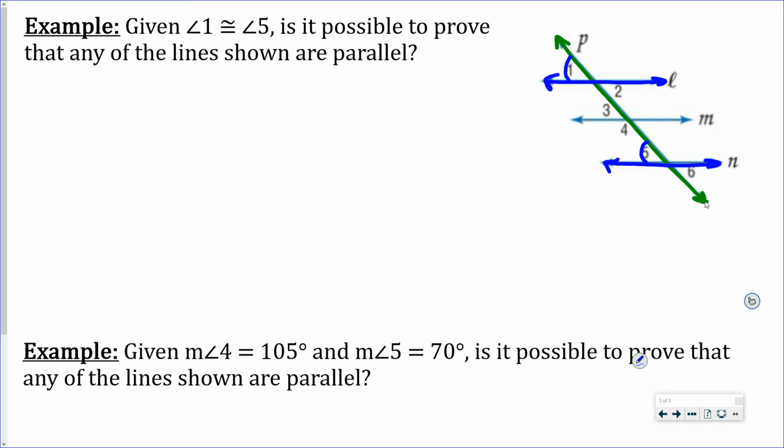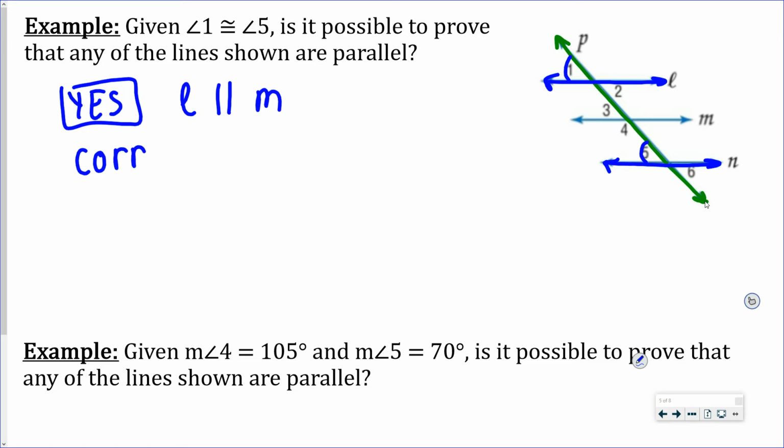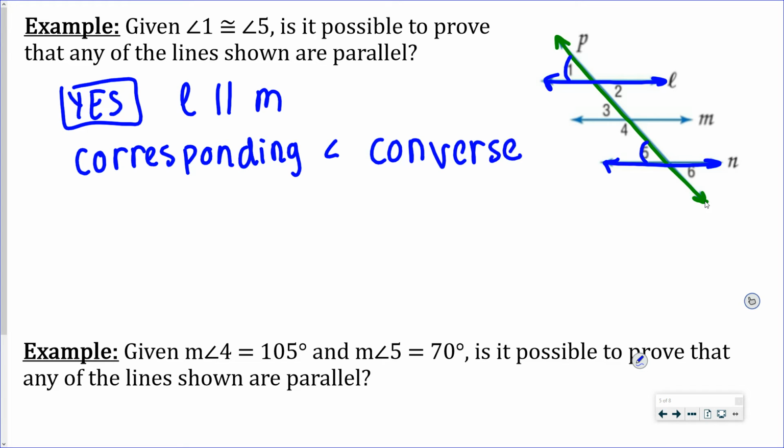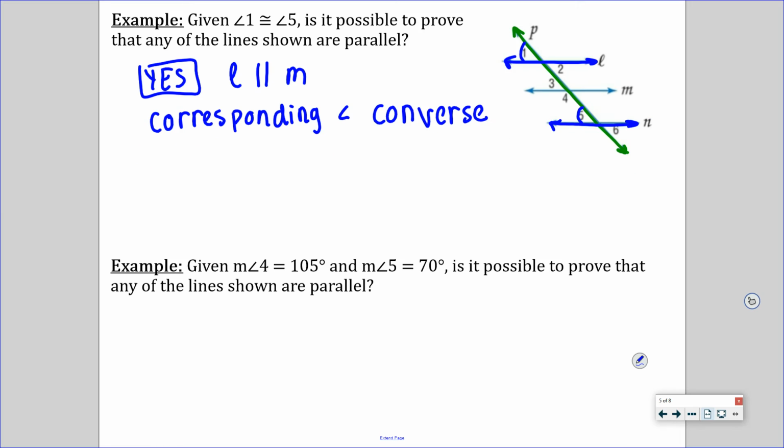Corresponding, yeah, corresponding. So since they're congruent, the corresponding angle converse lets us say that line L will be parallel to line M, corresponding angle converse. That's it for that one.